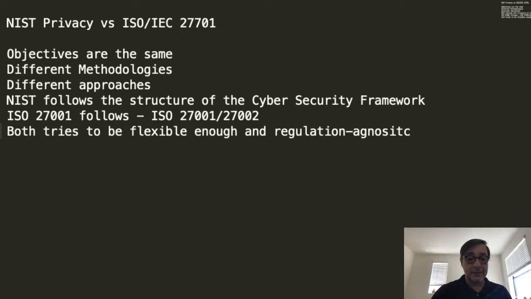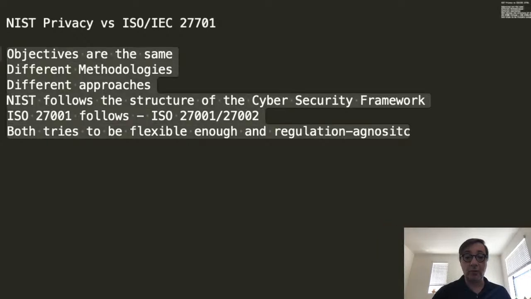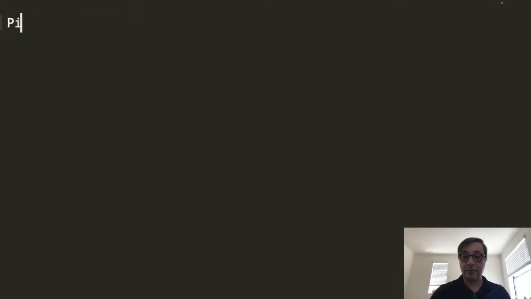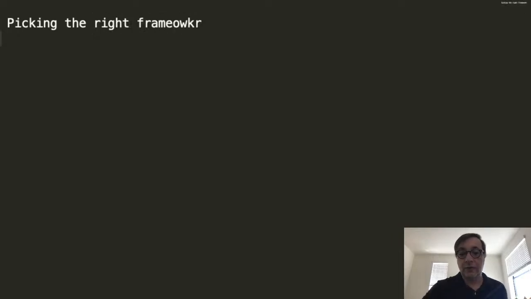27701, and picking the right framework. So if you want to pick the right framework, I'd like to give you some tips about that. So obviously, right, if you're already using the NIST, why not use the NIST framework? It's going to be easier for you. If you're already using ISO 27001 and 27002, obviously, right, you should continue using the ISO because it's going to be easier for you, right? Not necessarily you have to, but it's easier. But you have to take a couple of things into consideration.